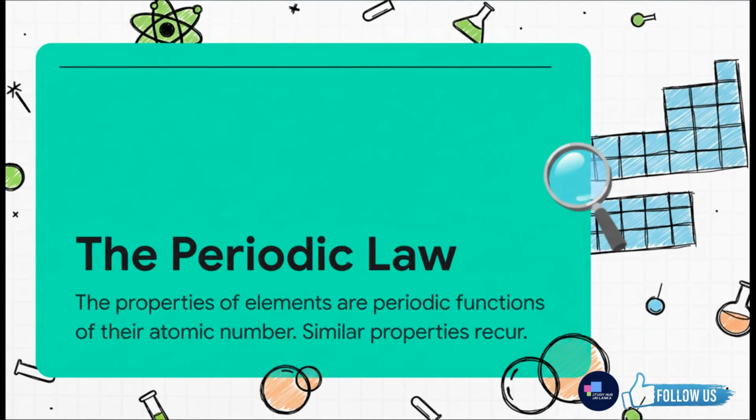This is kind of the golden rule for the whole table. It basically means that when you line up all the elements by their atomic number, you start to see patterns. Elements with similar properties, like maybe they're both shiny metals or they're both gases, they show up at regular, predictable intervals. It's this repeating pattern that gives the table its famous shape.